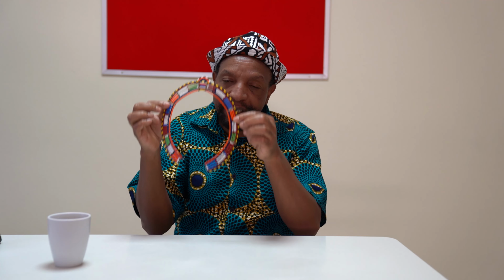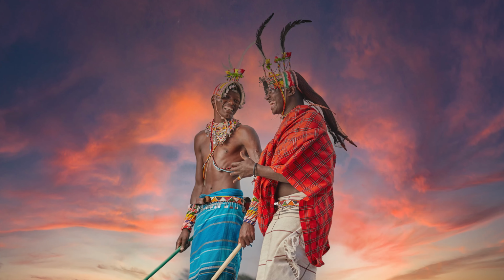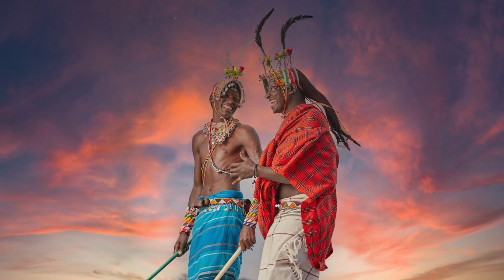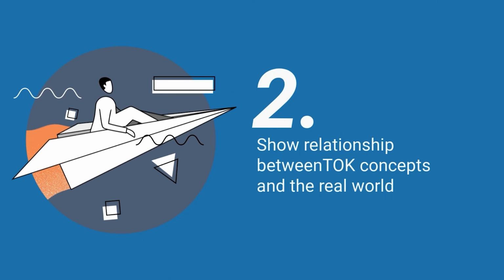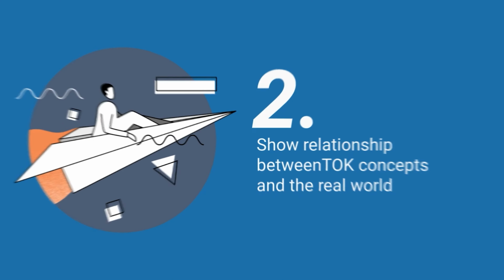Take an example. This Maasai necklace represents a certain knowledge base. It has a certain value to the Maasai people, to the Maasai culture. The Maasai are a traditional indigenous culture found in Kenya. The other reason was to give students a chance to demonstrate how Tok concepts are applicable in the real world.